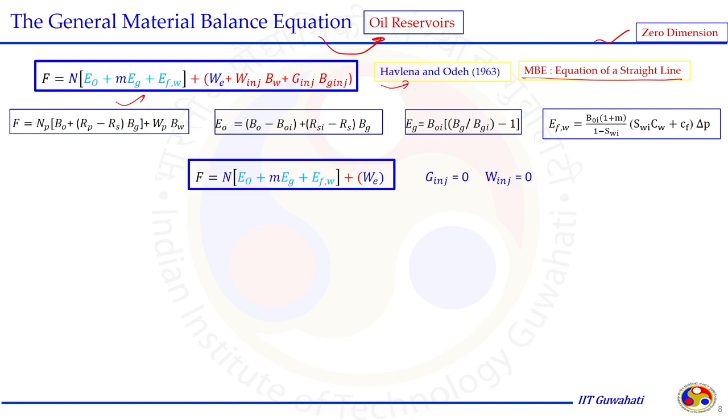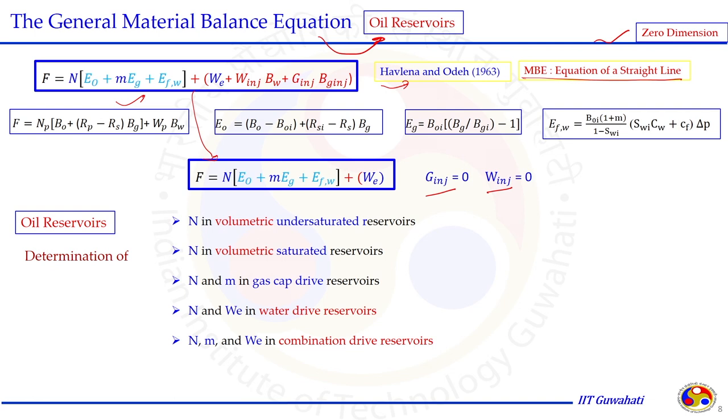If we further classify a reservoir where there is no injection of water and no injection of gas happening, this expression is simply reduced to this form. So in the case of an oil reservoir where there is no gas injection and no water injection, we have just a reservoir where the pressure is not maintained by injecting gas and water.